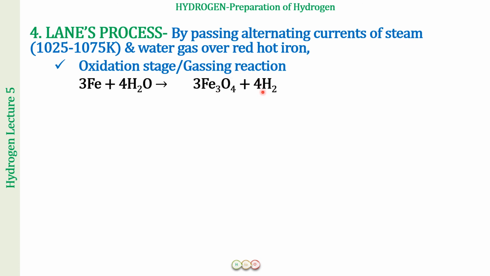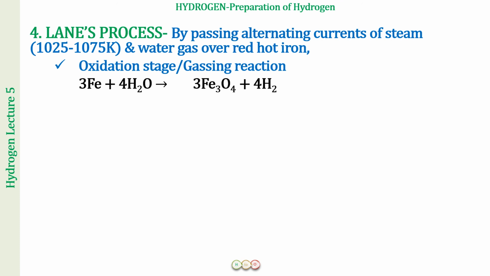Okay, now this reaction is allowed to proceed for about 10 minutes, in which the whole of the iron gets converted into the magnetic oxide. After this, the supply of the steam is cut off so that this reaction stops. And why we want to stop this reaction at this stage is because the whole of the iron has been converted into the oxide, and now it would be the step where we would be regenerating the iron again.